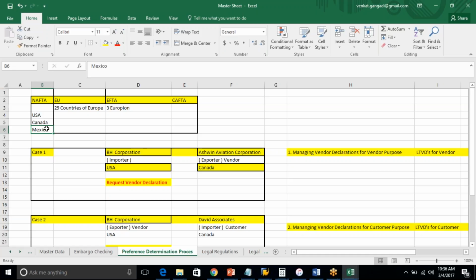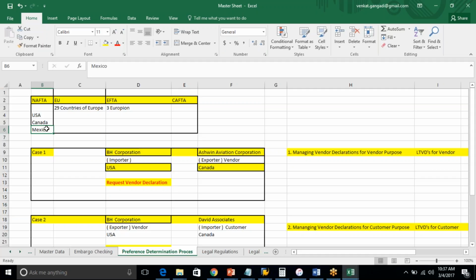So that means if General Motors imports materials from Canada or Mexico, it will get some benefit, some preference amount. Whereas if General Motors imports something from Germany, there will not be any benefit, because there is no free trade agreement between the US and Germany. The free trade agreement is available between Canada, Mexico and the US.